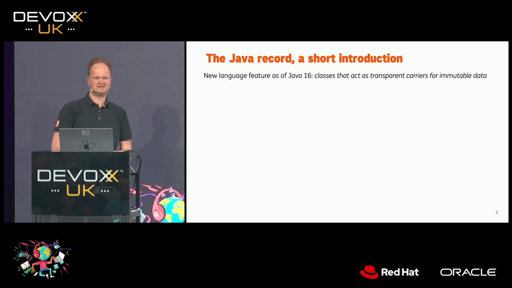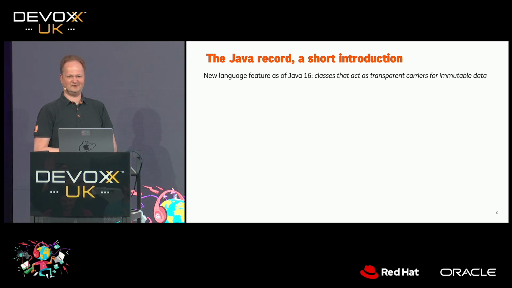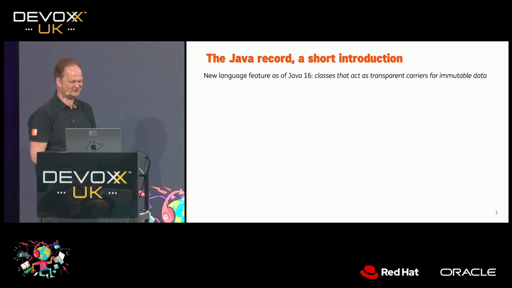Can I see some hands? Perfect. Anyone think they are fully immutable? Because they're not, unfortunately.